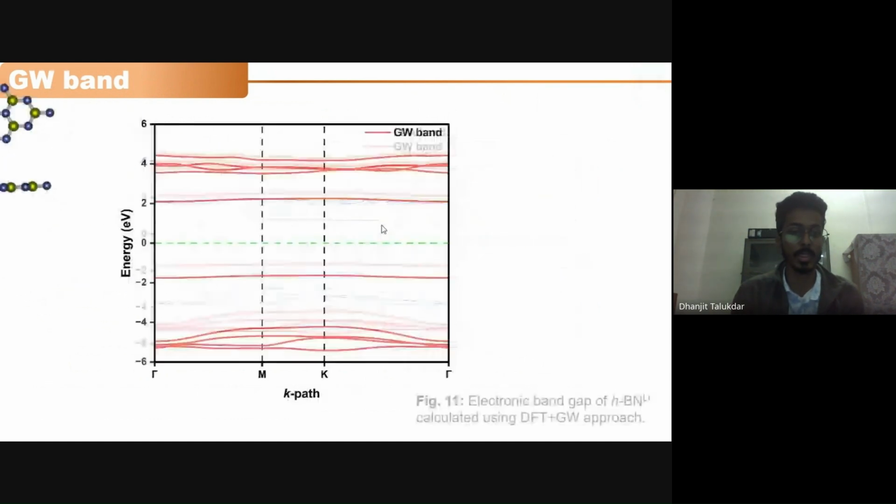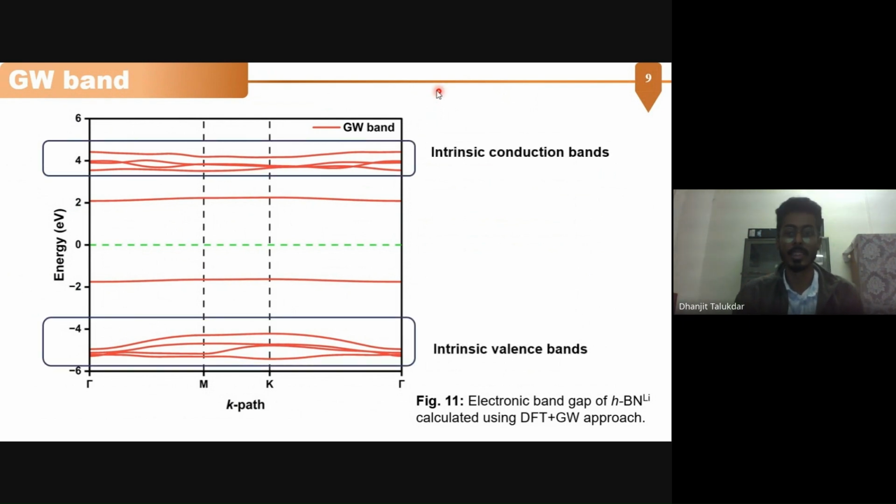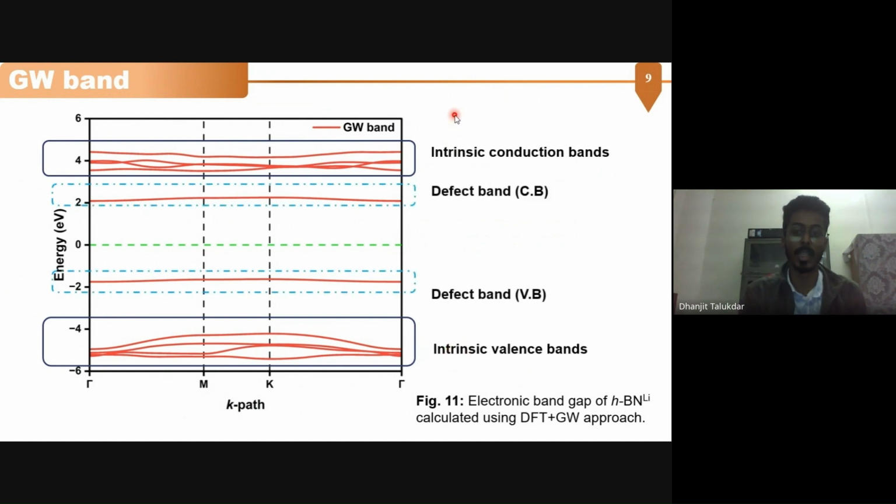If we zoom into the system, for simplicity we can divide this particular band structure into four segments. So this is the intrinsic part of the system: the intrinsic valence band and the intrinsic conduction band. Then we have two defect bands that are incorporated because of the lithium doping.